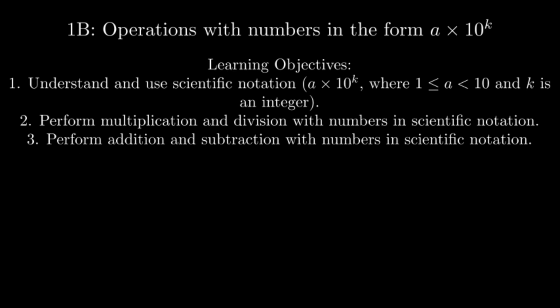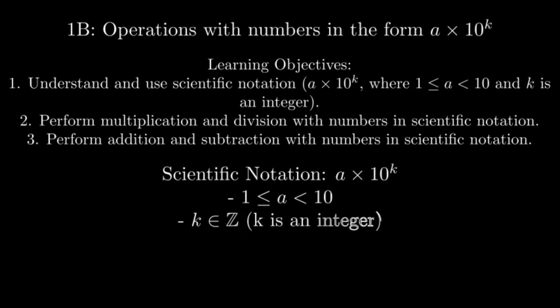First, let's break down the notation itself. A number in scientific notation is expressed as a product of two parts, a number a and a power of 10. The number a must be greater than or equal to 1 and less than 10. The exponent, k, must be an integer, which means it can be positive, negative, or 0. The symbol ℤ is just a mathematical shorthand for saying k is an integer.